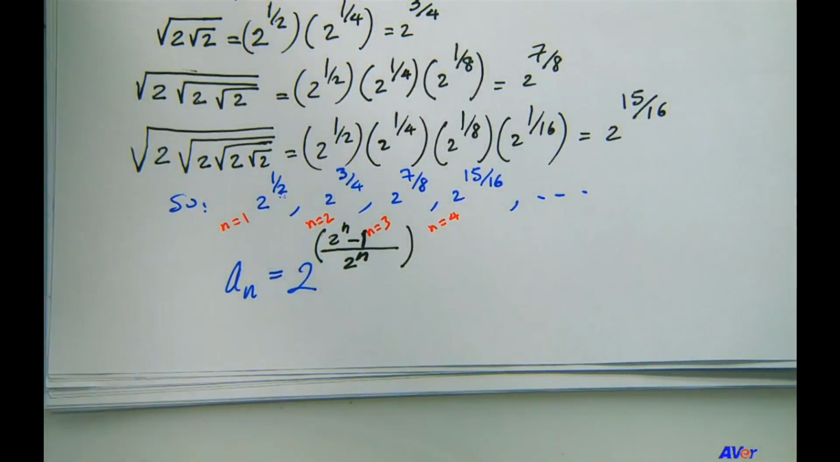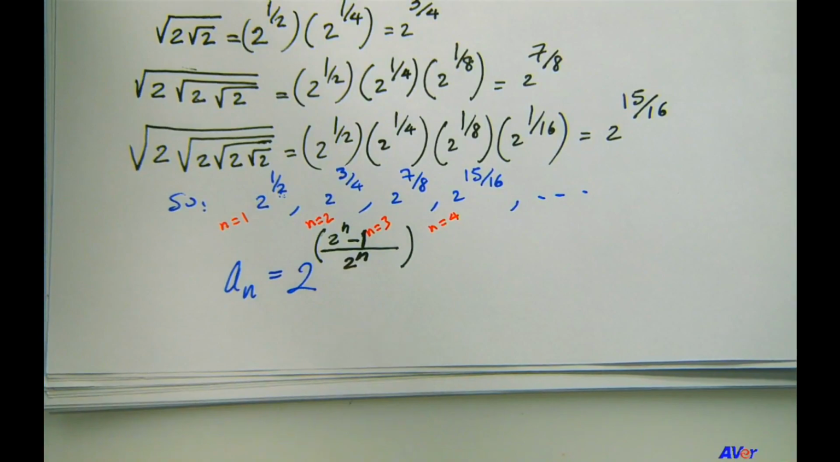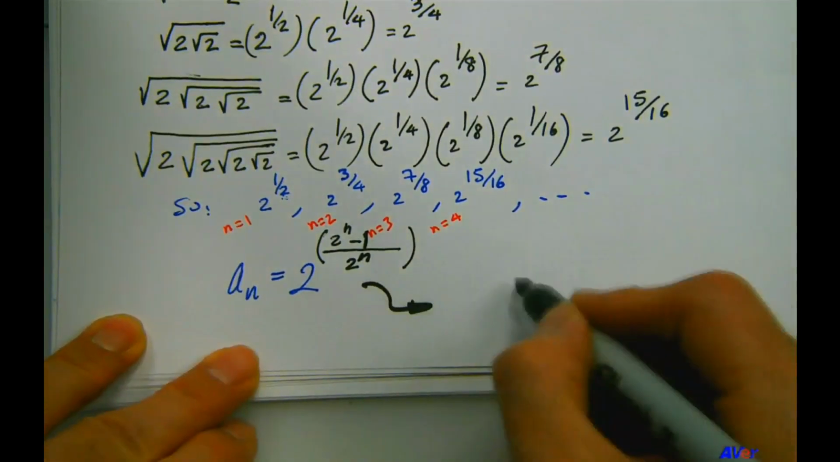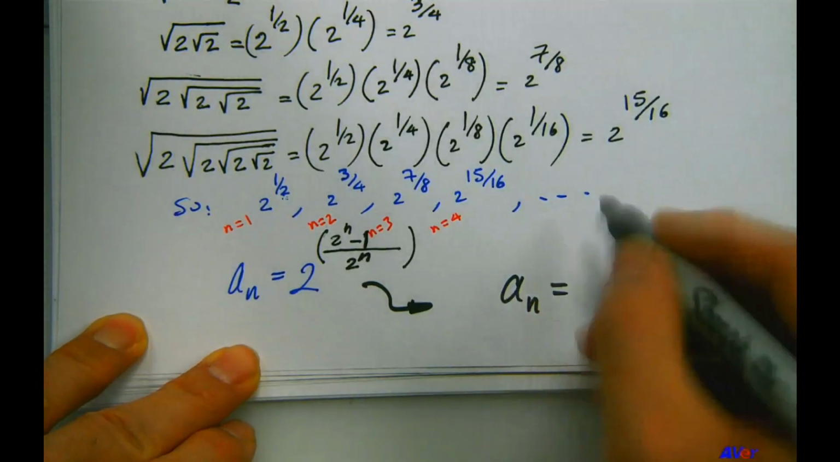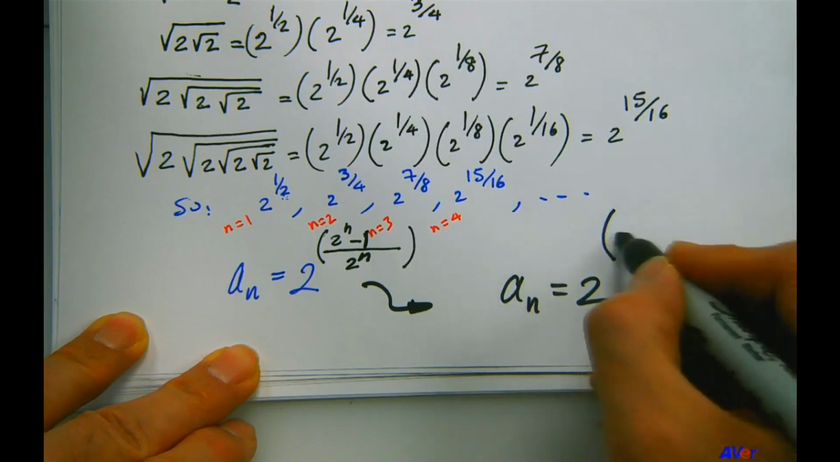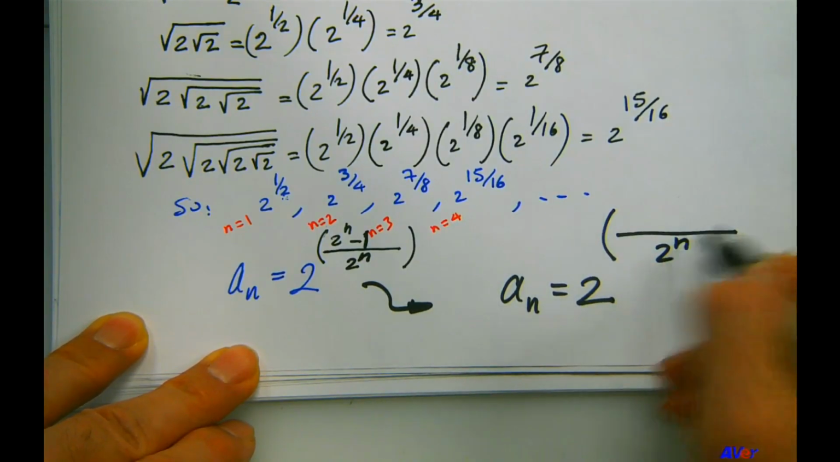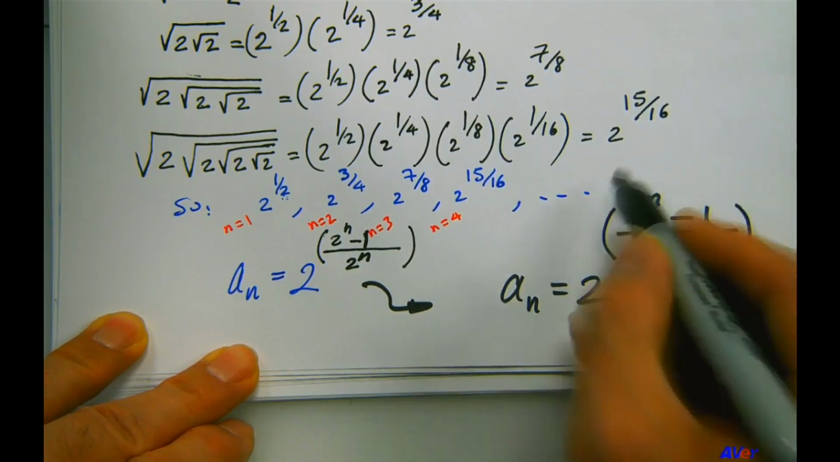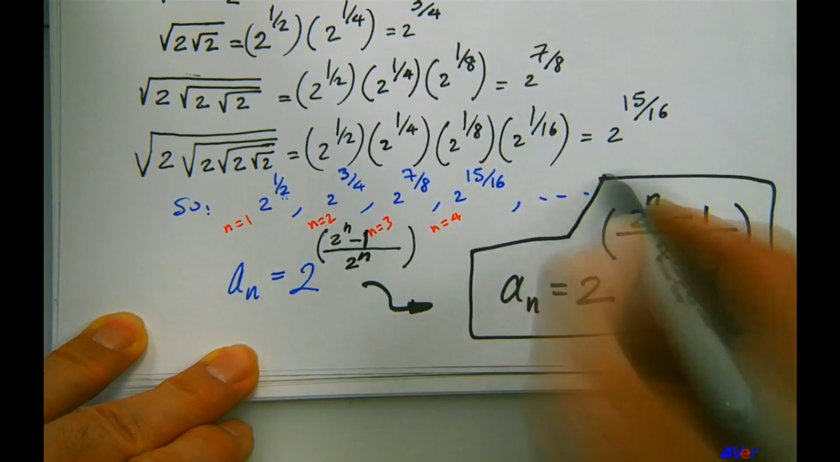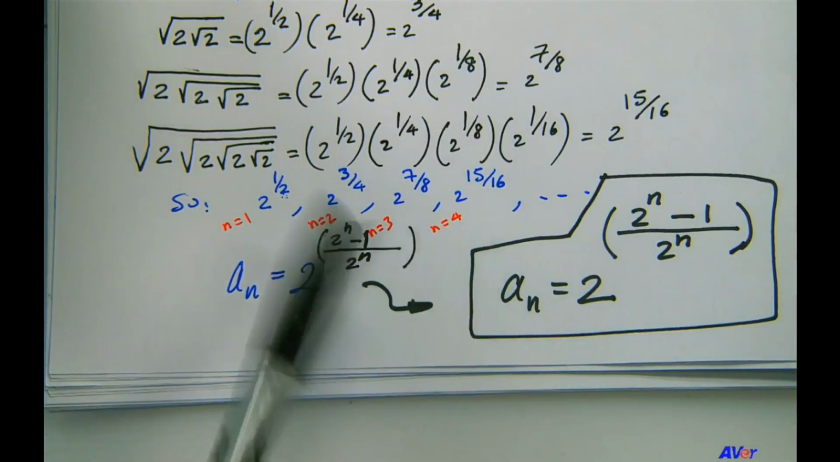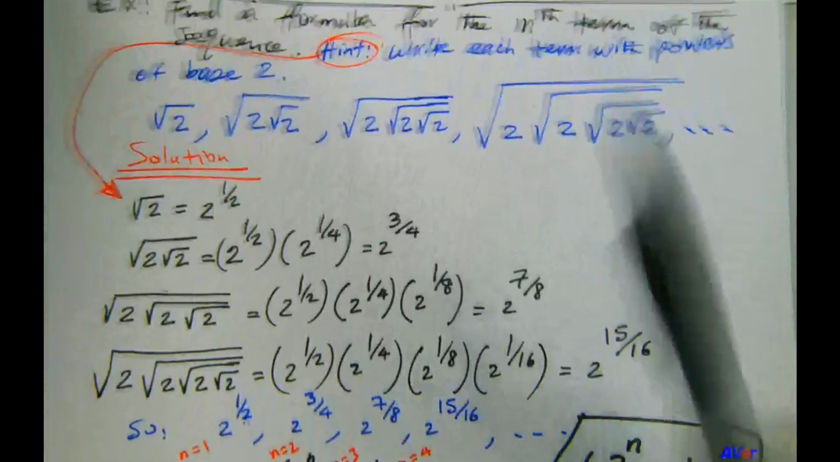This is okay, but it's a little lost because the page is getting too crowded. Let me write it here so it's more clear. The nth term of the sequence is 2 to the n minus 1. I know this looks complicated. But if you look at it, given this hint helped us a lot.